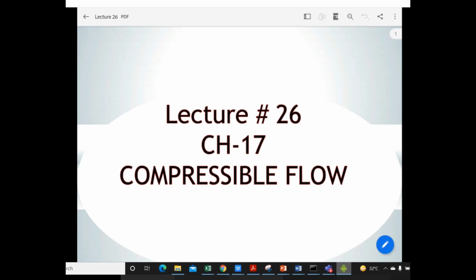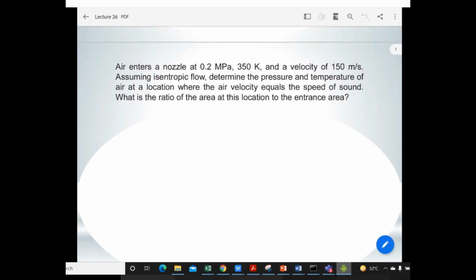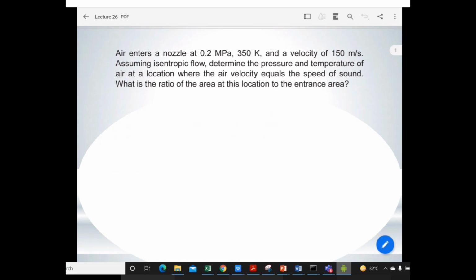Practice some questions as well. Okay, so I think this is the last lecture related to the compressible flow. And from next week, we will start another topic, which is the turbo machines.